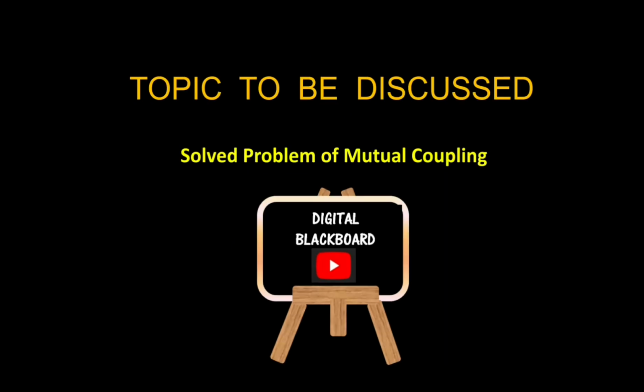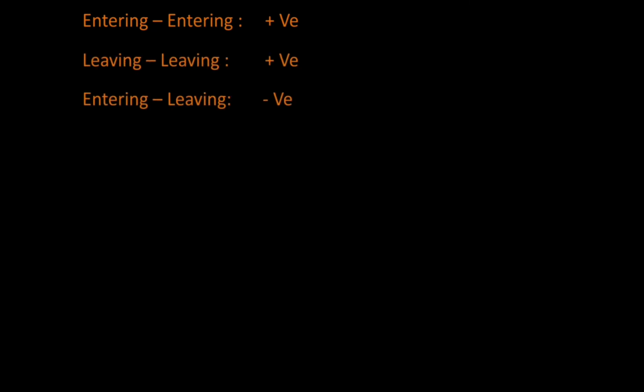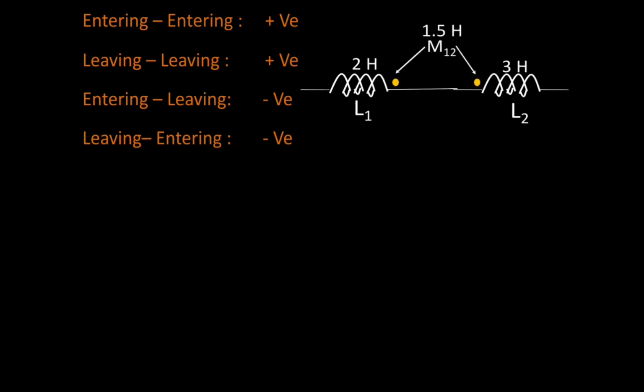In this video, we are going to solve one problem of mutual coupling. In the last video, we have seen that if two coils are mutually coupled with each other, then we have to consider two EMFs, that is self-induced EMF and mutually induced EMF. Now this self-induced EMF and mutually induced EMF are additive or subtractive depending upon the dot convention.